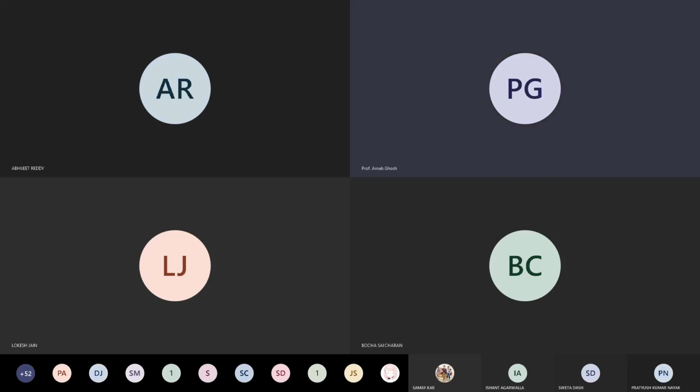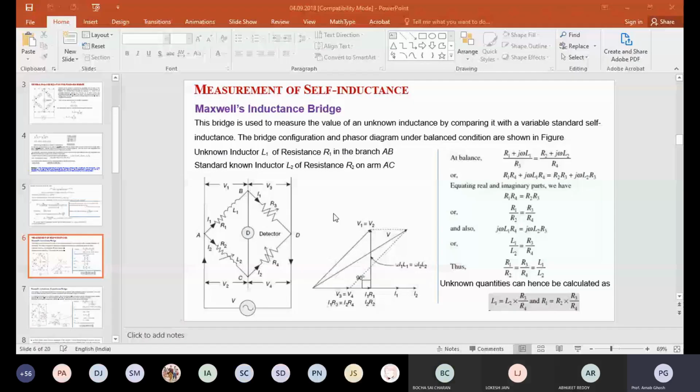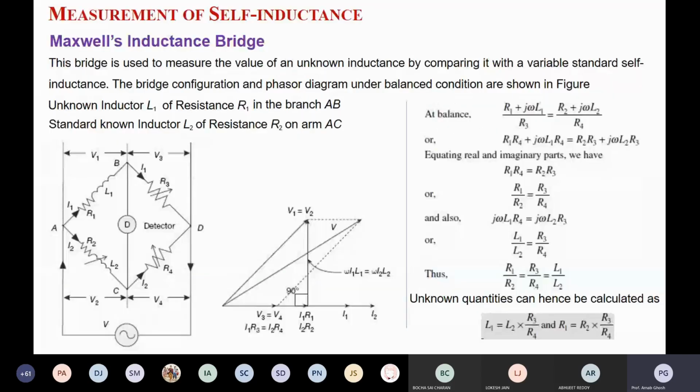So in my last class, I started with measurement of self-inductances. First we discussed the Maxwell inductance bridge. I think all of you have gone through those portions in any of the standard books, and the phasor diagram, because in a bridge circuit the most important factor is your phasor diagram. So how do you draw the phasors?